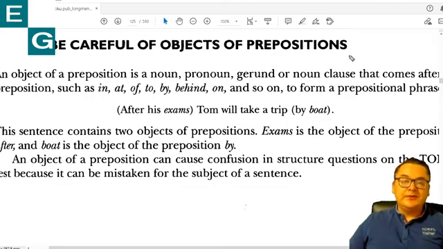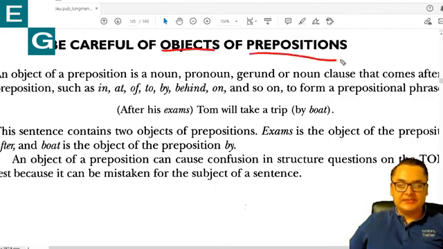Hello and welcome to this TOEFL skill number 2. This is the ITP preparation course, and this is what we're going to learn today. We are going to learn how to be careful of objects of prepositions.